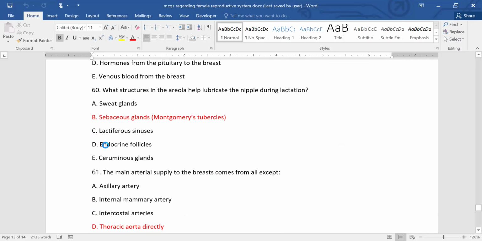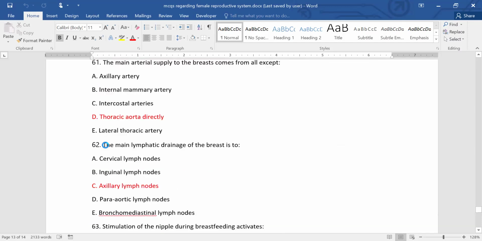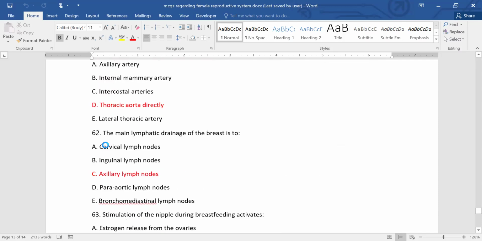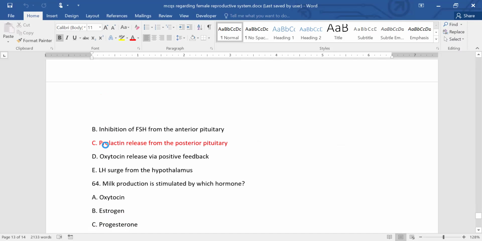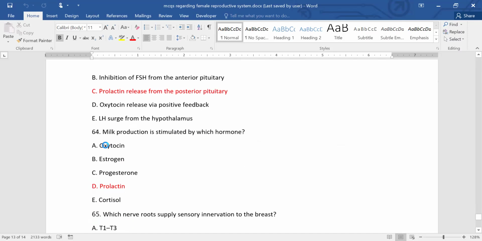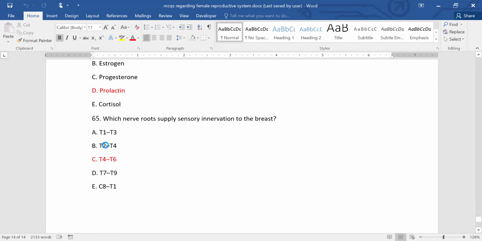The main arterial supply to the breast comes from all except the thoracic aorta directly. The main lymphatic drainage of the breast is to axillary lymph nodes. Stimulation of the nipple during breastfeeding activates prolactin release from the pituitary, posterior pituitary. Milk production is stimulated by which hormone? Prolactin. Which nerve roots supply sensory innervation to the breast? T4 to T6.